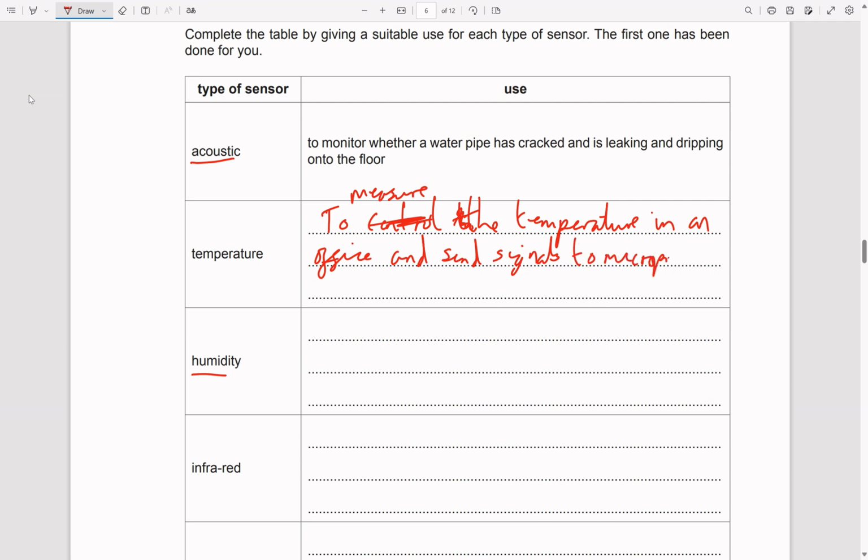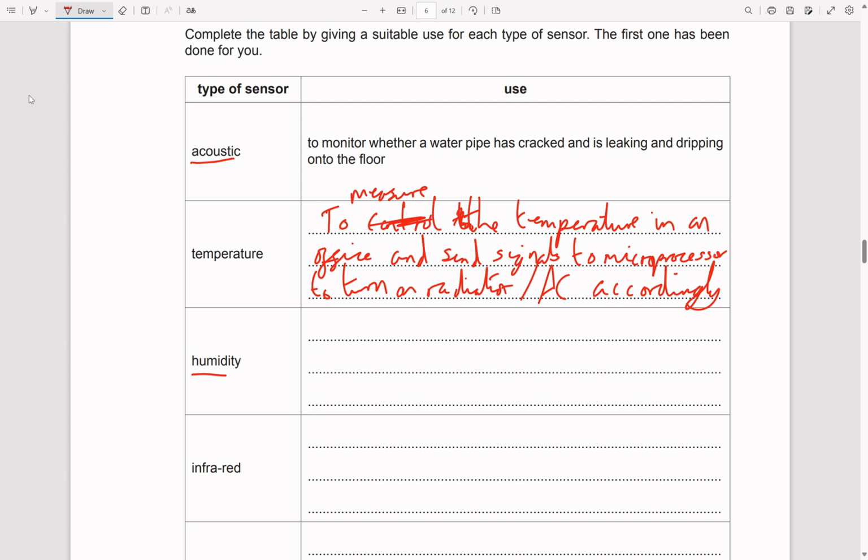Right, microprocessor. Let's say, to turn on the radiator or AC accordingly. Okay, right, radiator or AC, accordingly.